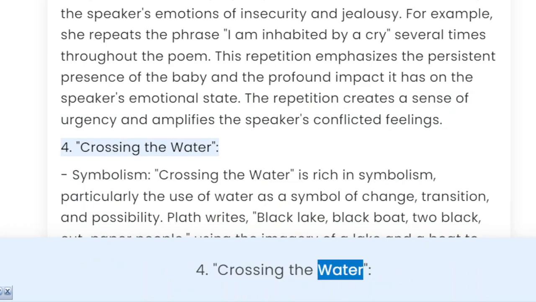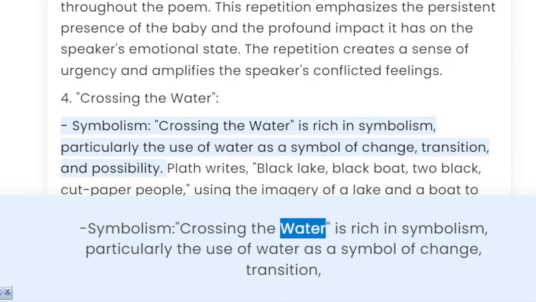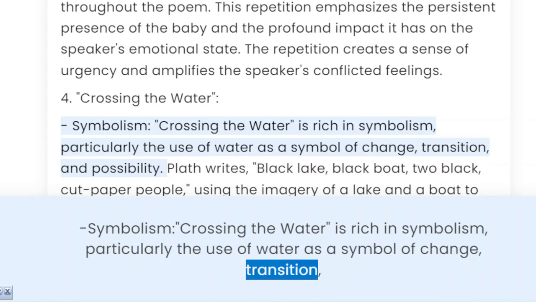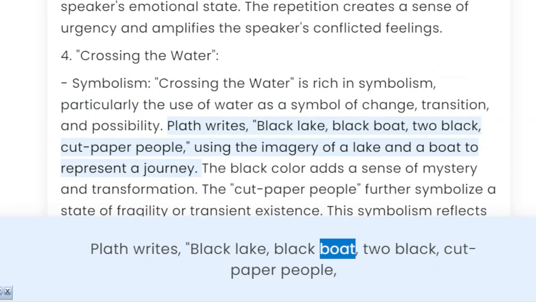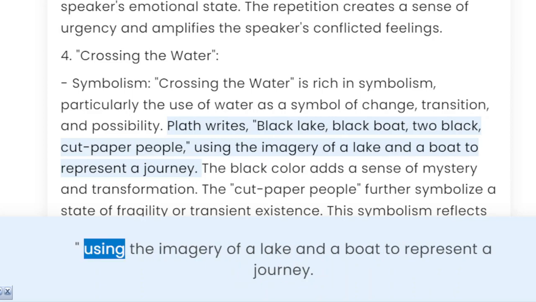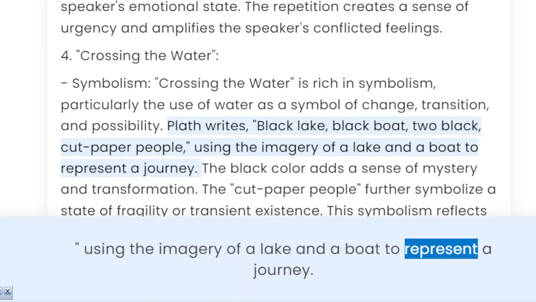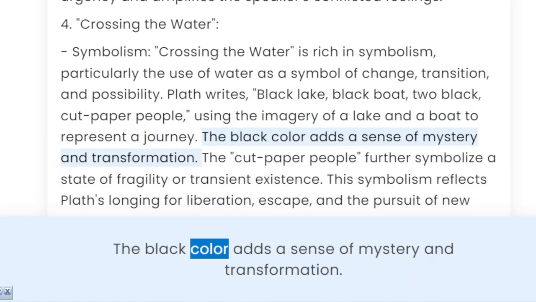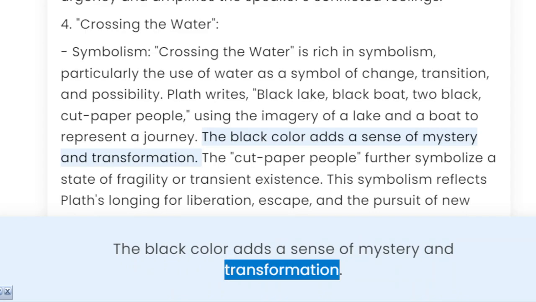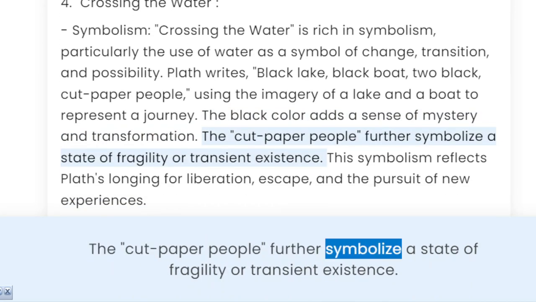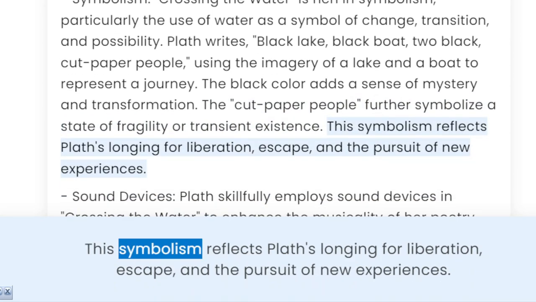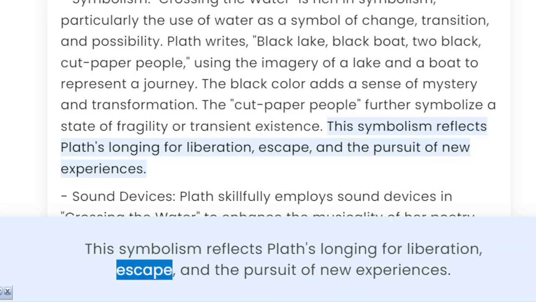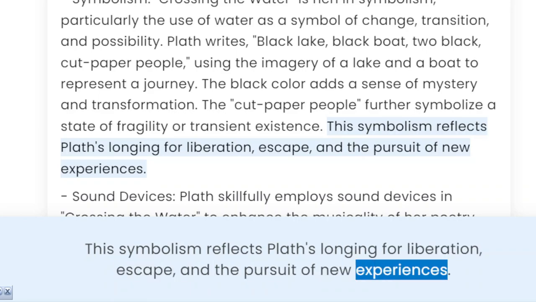4. Crossing the Water. Symbolism. Crossing the Water is rich in symbolism, particularly the use of water as a symbol of change, transition, and possibility. Plath writes, "Black lake. Black boat, to black, cut paper people," using the imagery of a lake and a boat to represent a journey. The black color adds a sense of mystery and transformation. The cut paper people further symbolize a state of fragility or transient existence. This symbolism reflects Plath's longing for liberation, escape, and the pursuit of new experiences.